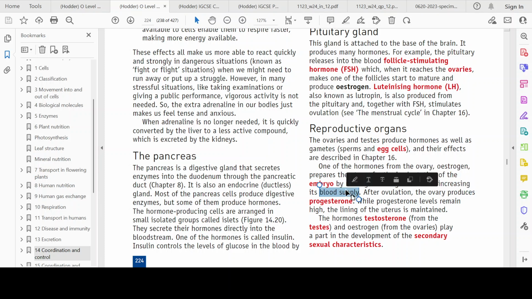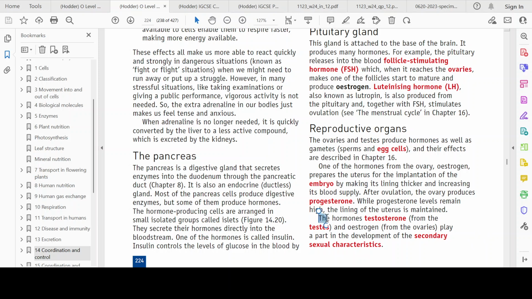Again, it might seem like, what are they talking about? We'll come to that in chapter 16 in detail. They're just mentioning that this happens. You've got this hormone and this is what it does. After ovulation, the ovary produces progesterone, a different hormone. While progesterone levels remain high, the lining of the uterus is maintained, so it's ready for implantation and then the growth of the embryo, then the fetus and then the baby.